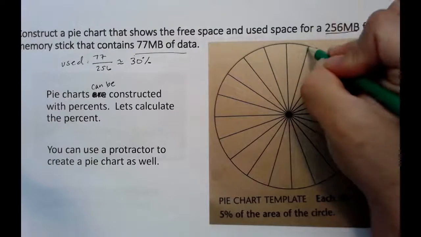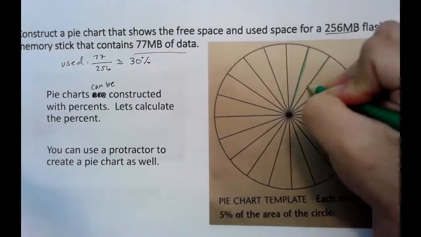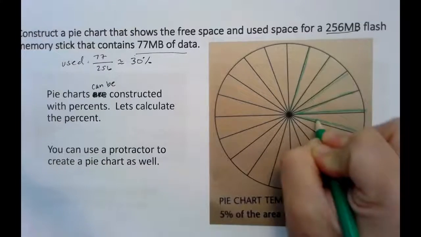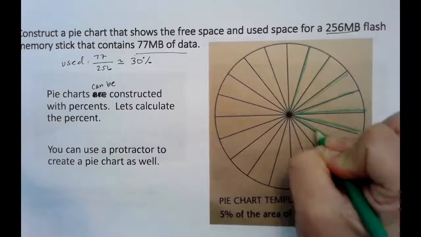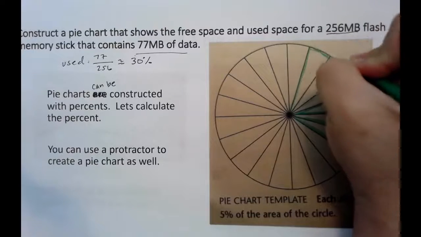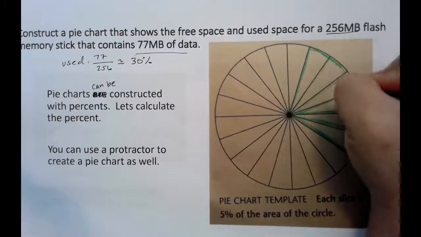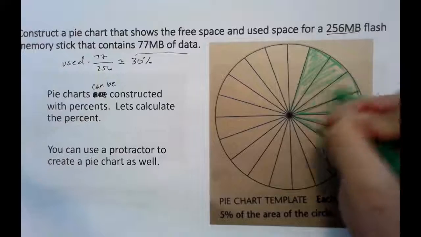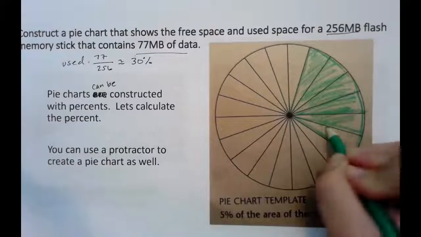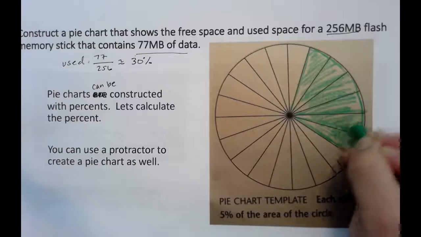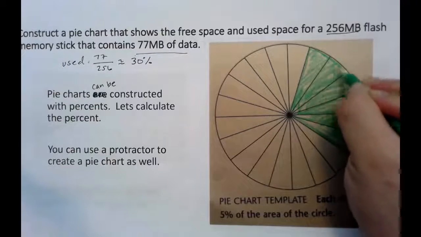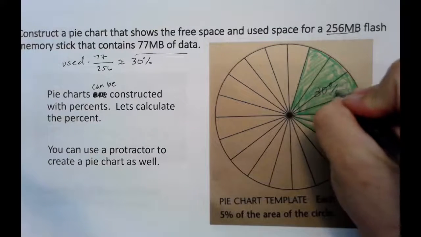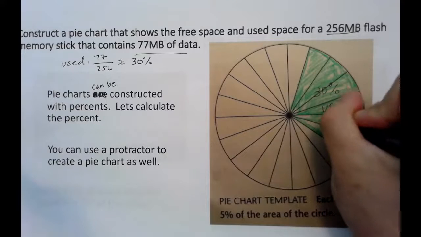So we're going to have 1, 2, 3, 4, 5, and 6. Okay, so 1, 2, 3, 4, 5, 6. So 6 slices, which is equivalent to 30%, right? So this here, we're going to color in, and that represents 30% of the pie. Or in other words, in the context, 30% of used space.